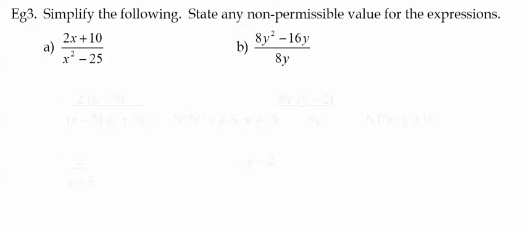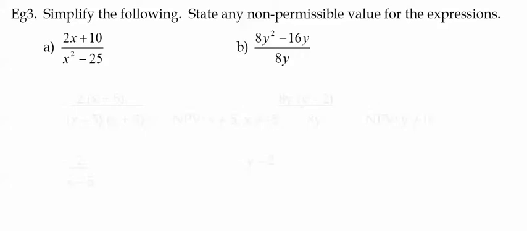Once we know how to identify the non-permissible values, we can then start to work with different rational expressions. We'll try to simplify the expressions, and usually before we try to simplify them, you may want to identify the non-permissible value right away. Those are the numbers you don't want to use for the rational expressions. And you can start from the denominator.